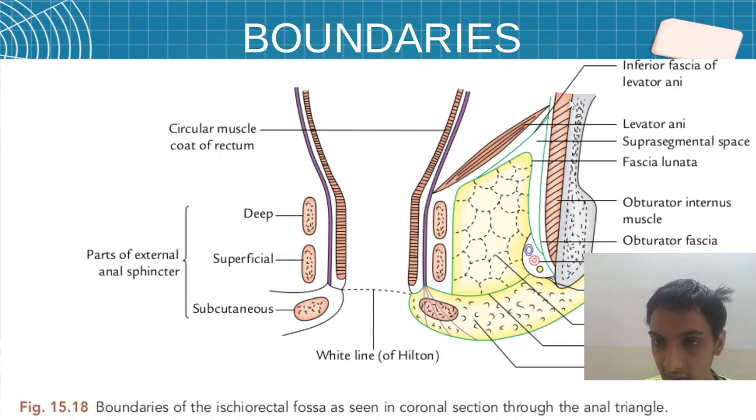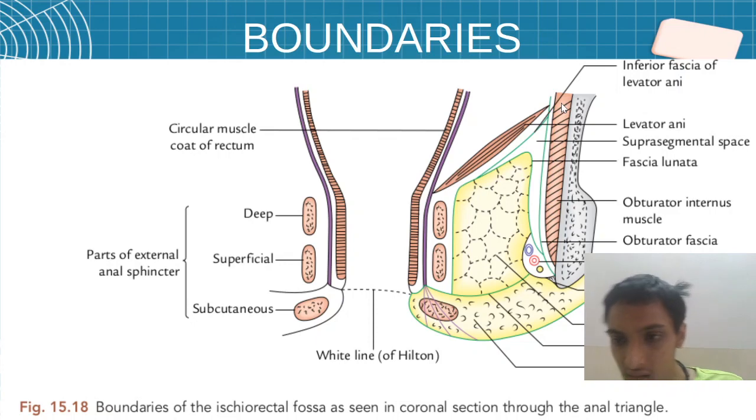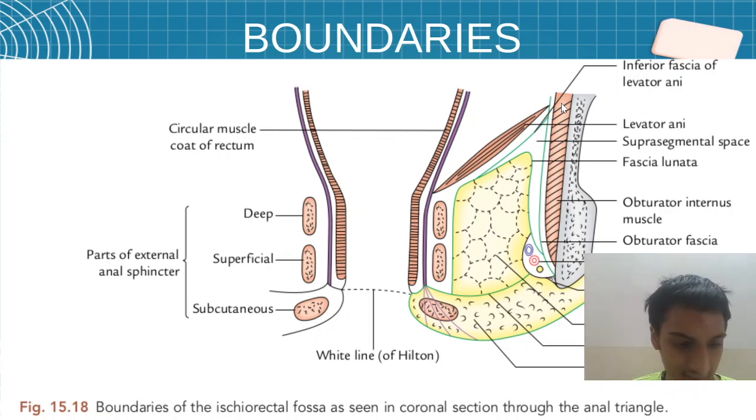Roof you are finding this levator ani with the obturator internus. And floor is formed by the ischiorectal space with the pudendal vessels. Right, some other structures also we have. Let us see that.